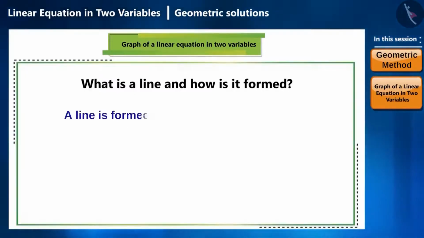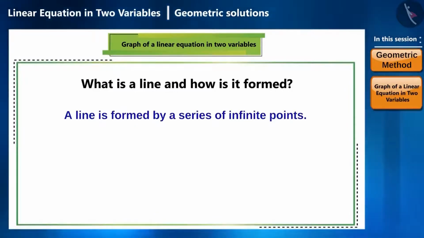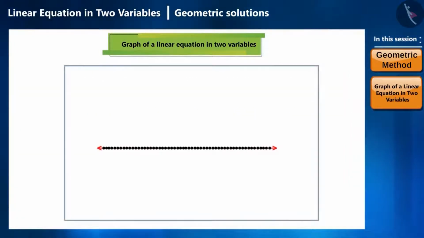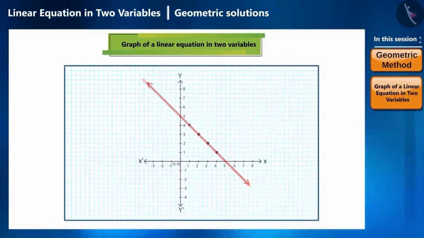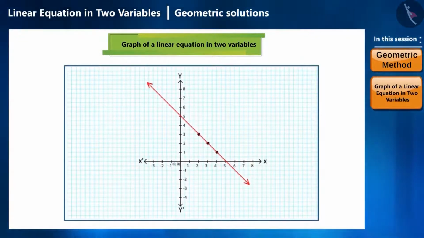Can we say a line is formed by a series of infinite points? Yes, that means if a line is a set of infinite points, that is, if we consider the graph, then every point in it will be the coordinate point of the x and y axis. This is what we call the solution of the equation. That means every point on this line is a solution of this equation, which we can get by putting perpendiculars on the x and y axis.